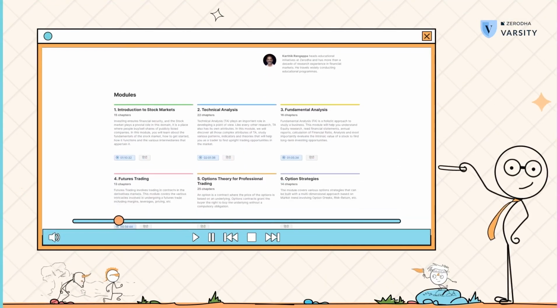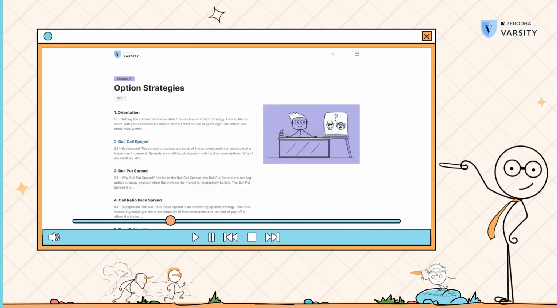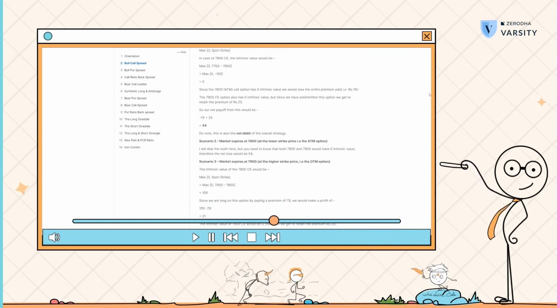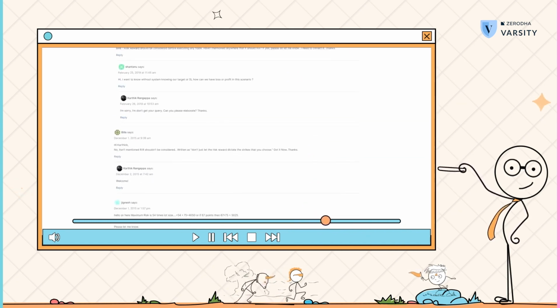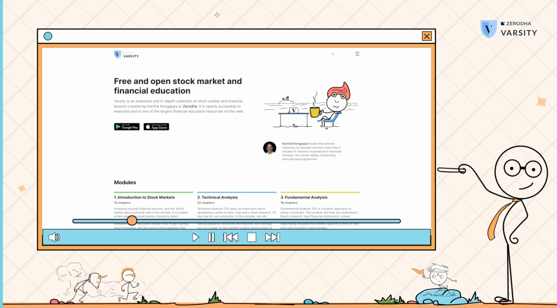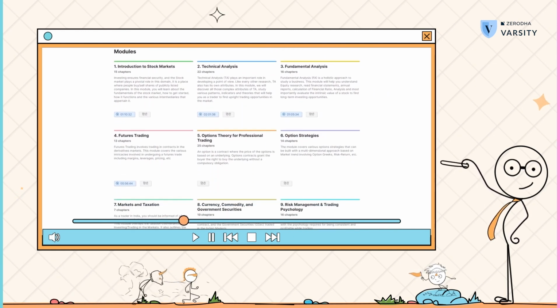Of course, I would suggest you to visit this chapter on Varsity where we've detailed out the bull call spread and analyzed this strategy from multiple dimensions. Please do post your comments if you have any and I'll be happy to get back with a reply. There are various other strategies that you can apply when you have a directional view. Of course, we've discussed a lot more in Varsity, so I would suggest you to read through them.